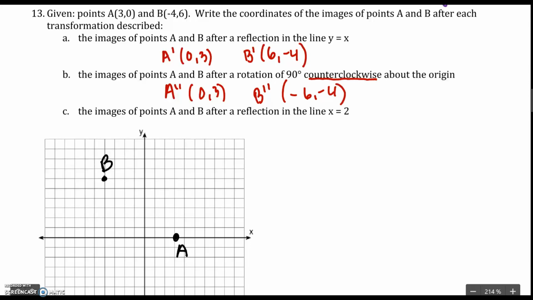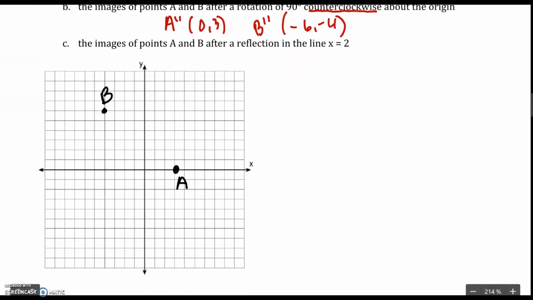And then finally for part C, we're also doing the images of point A and B. So we're going still with point A and B, the originals, and we are reflecting them over the line x equals 2. Remember, that's a vertical line. And so we're counting. A is 1 unit away, so we're going 1 unit away. And that makes A triple prime 1, 0. And then B triple prime, we're going to count 1, 2, 3, 4, 5, 6, and we will be at 1, 2, 3, 4, 5, 6, 7, 8.